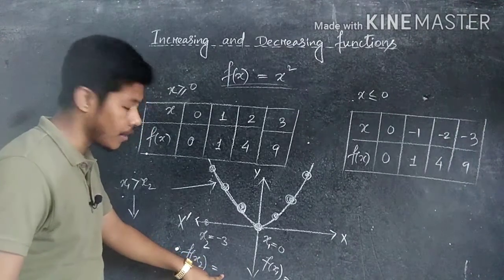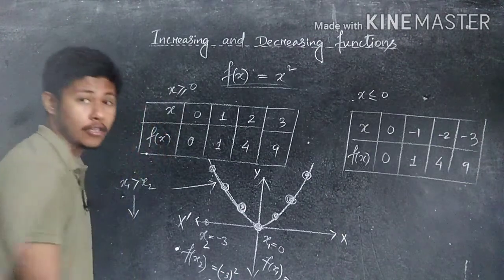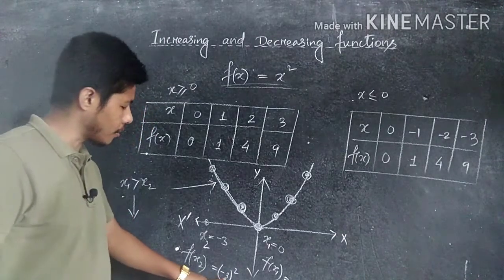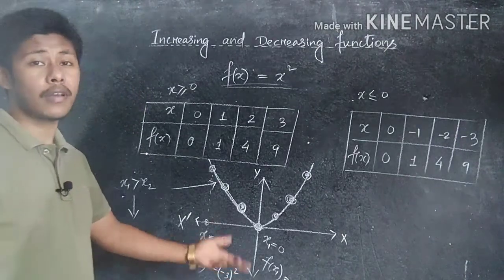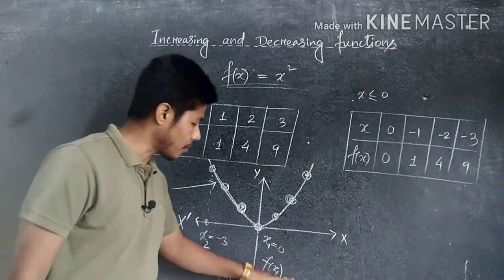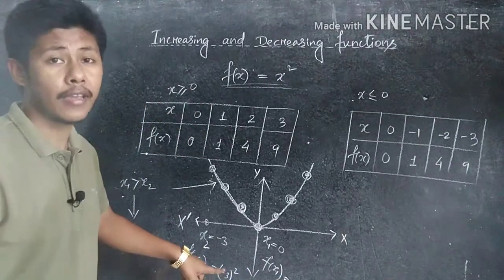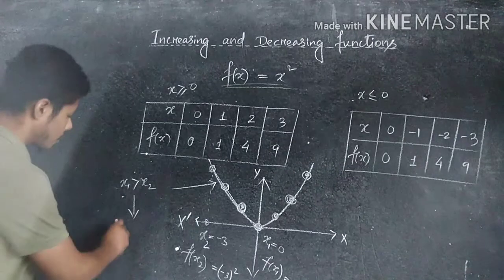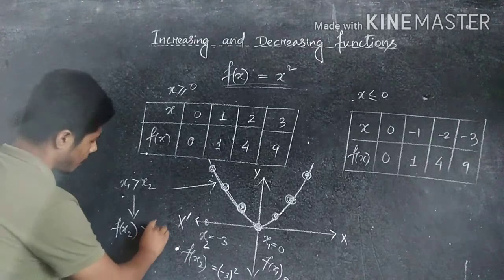If we write -3 whole square, then what is the value? If we write f of x2 equal to -3 whole square, that means the value is what? 9. So in this case which one is greater? f of x1, when we put 0 it is 0, but f of x2, when we put -3 whole square it is 9. Obviously f of x2 is greater than f of x1, is not it? So this gives us f of x2 is greater than f of x1.